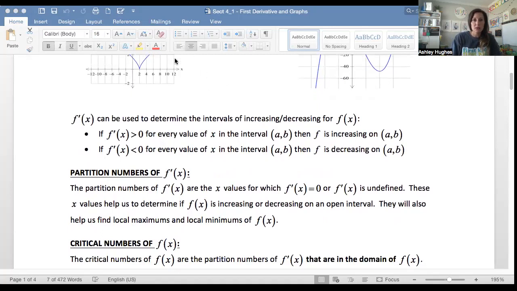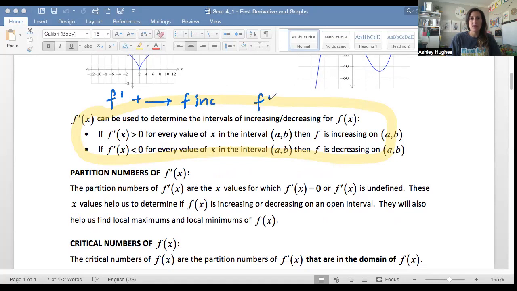So this is the important concept right here. When f prime is positive, f is increasing, and when f prime is negative, f is decreasing. I usually write it like this, shorthand notation: f prime positive means f is increasing. F prime negative means f is decreasing. And I want you to understand why.